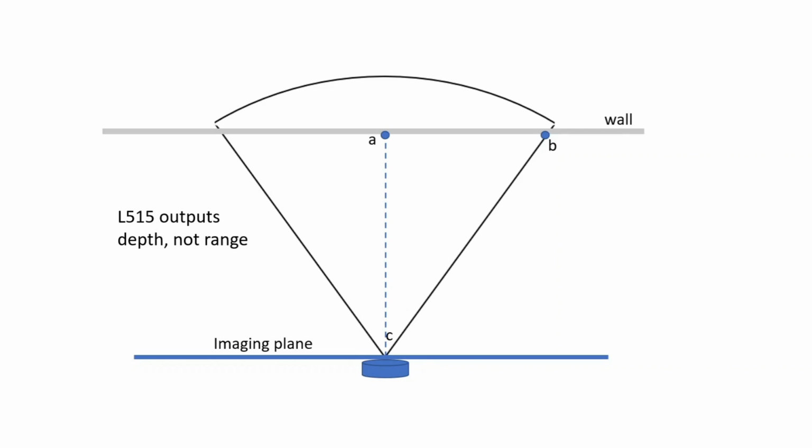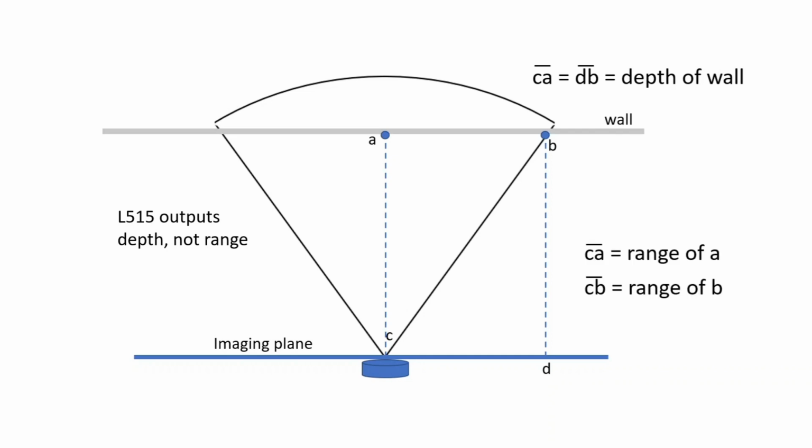A new point, D, is placed on the imaging plane. The distance from D to B is the depth at point B. The distance from C to A is the depth at point A. In the depth map produced by L515 for this example, the depth value for points A and B are equivalent, even though their ranges are different.